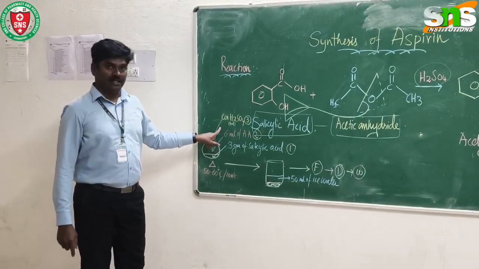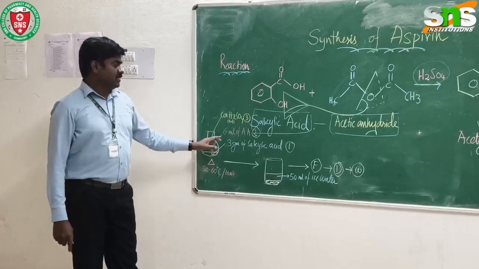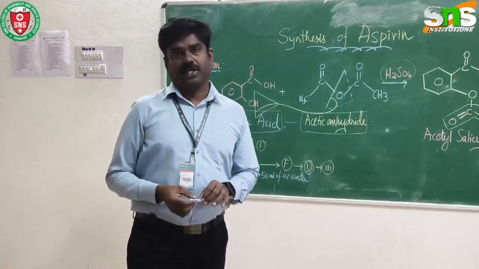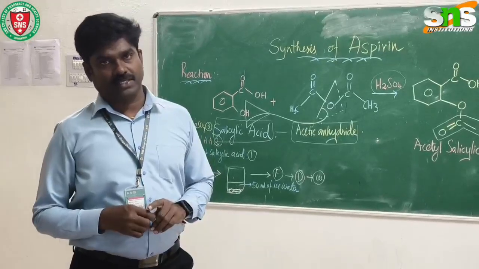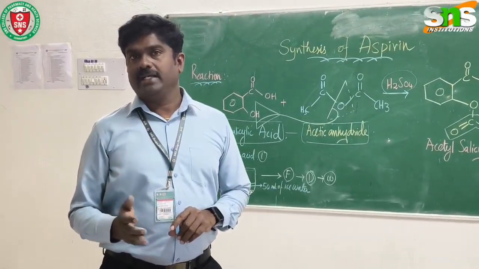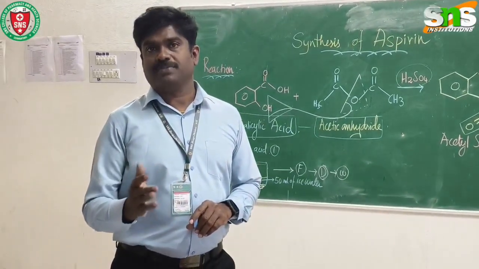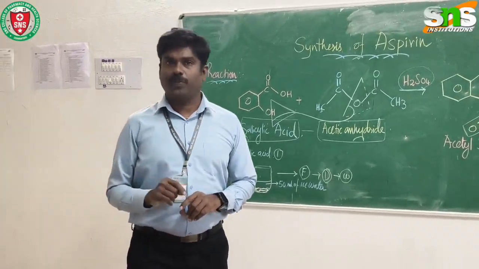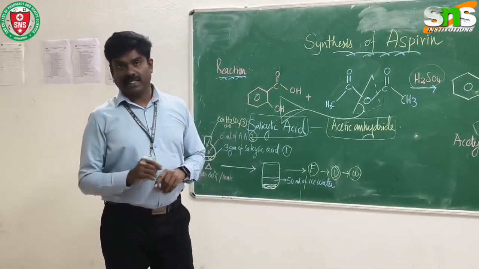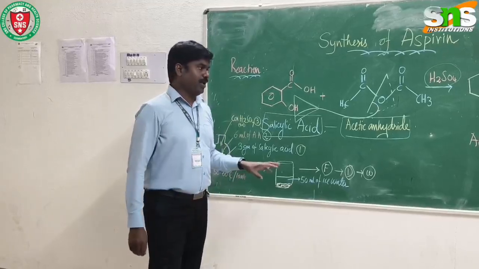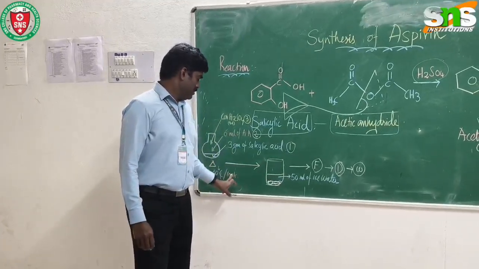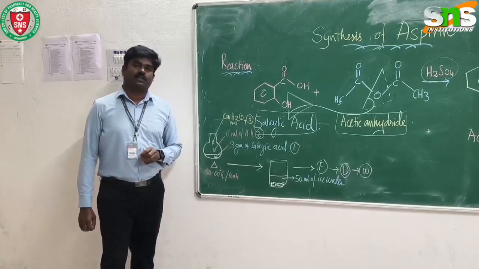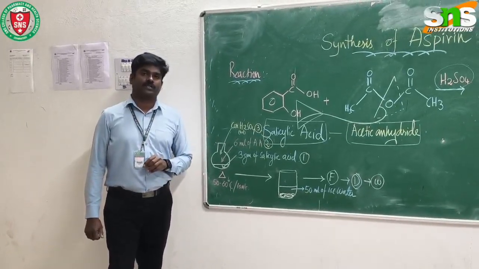Then step 3, we have to add 4 to 5 drops of concentrated sulfuric acid to the round bottom flask. After adding the drops of sulfuric acid, we have to mix the content properly. Then we need to allow it to boil at 50 to 60 degrees Celsius. The duration can be 50 minutes.